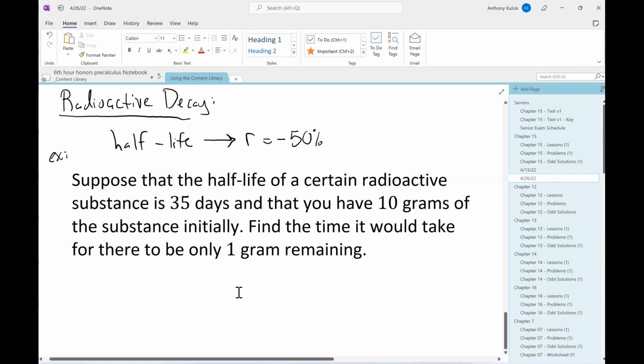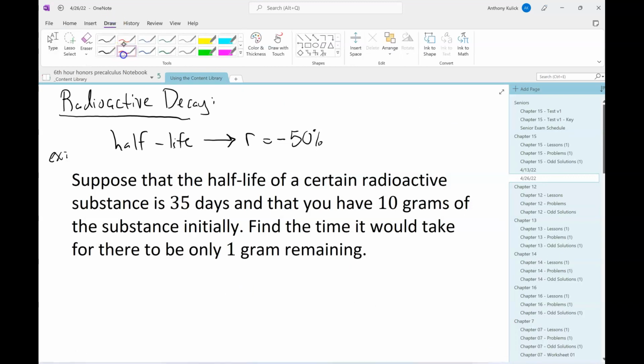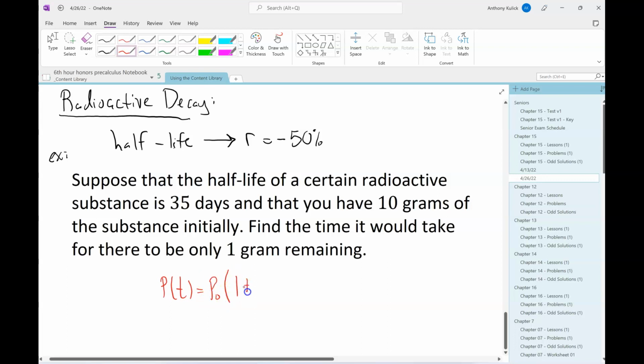All right, suppose the half-life of a certain radioactive substance is 35 days and you have 10 grams of the substance initially. Find the time it would take for there to be only 1 gram remaining. So again, radioactive decay problems we can treat as a population problem.